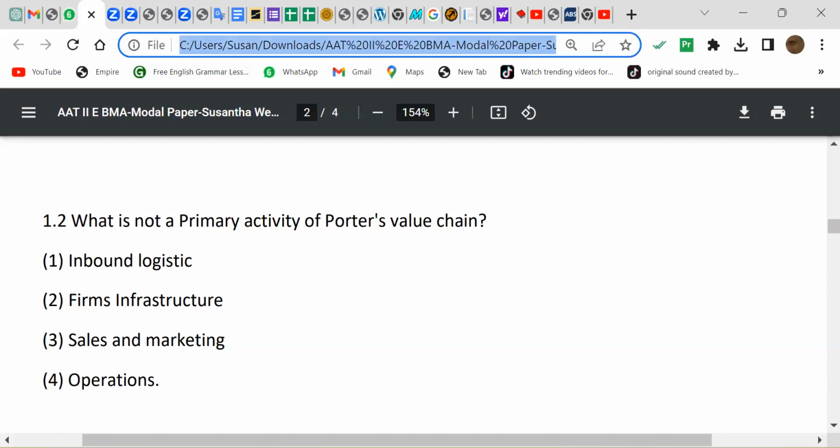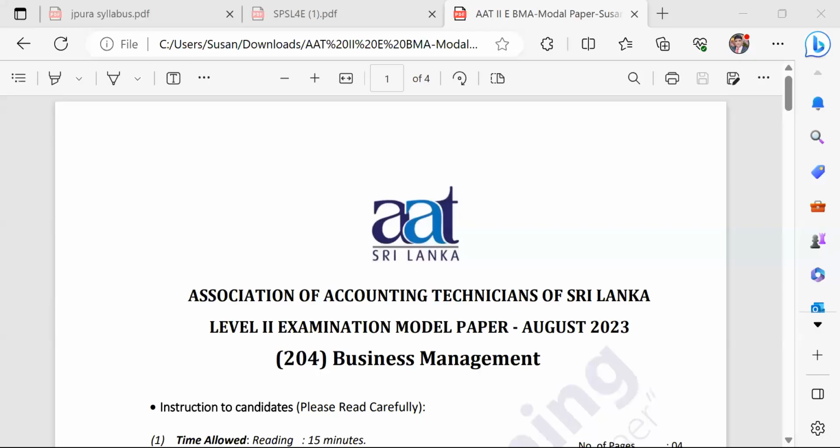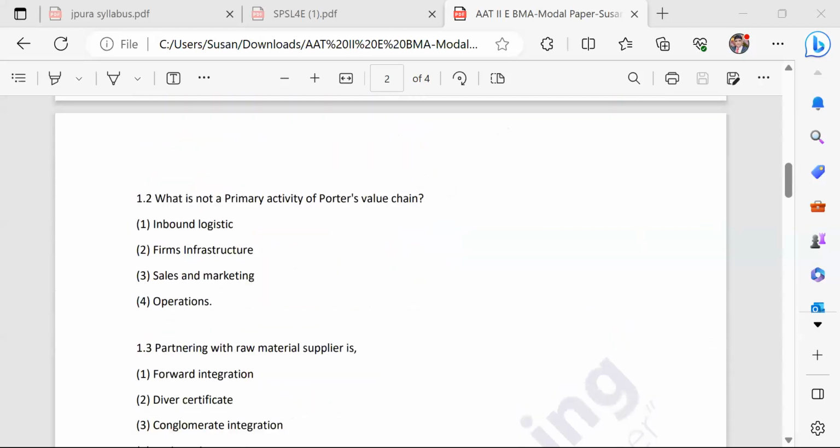Primary activities are the core activities of this managerial process. If you can understand this, in primary activities Porter introduces a few main activities. Activity 1 of the value chain is inbound.